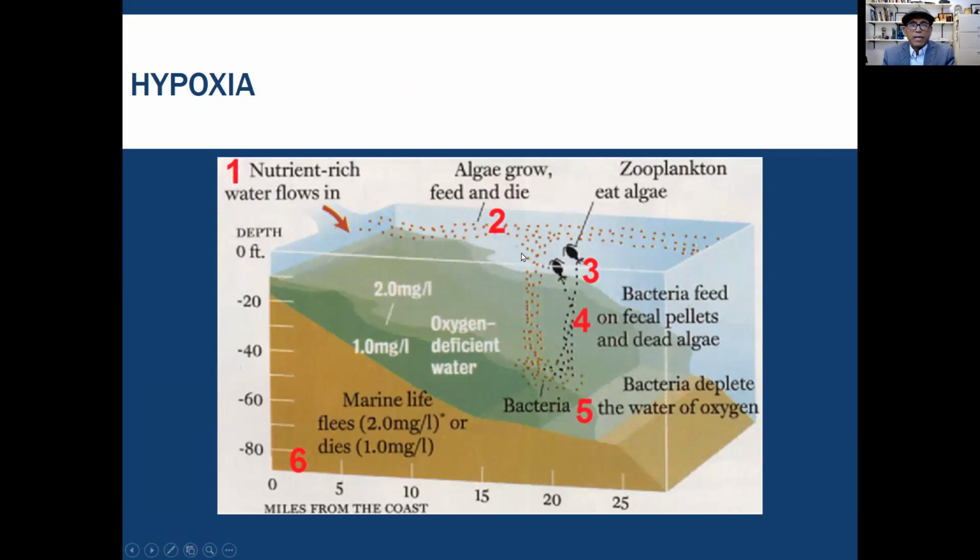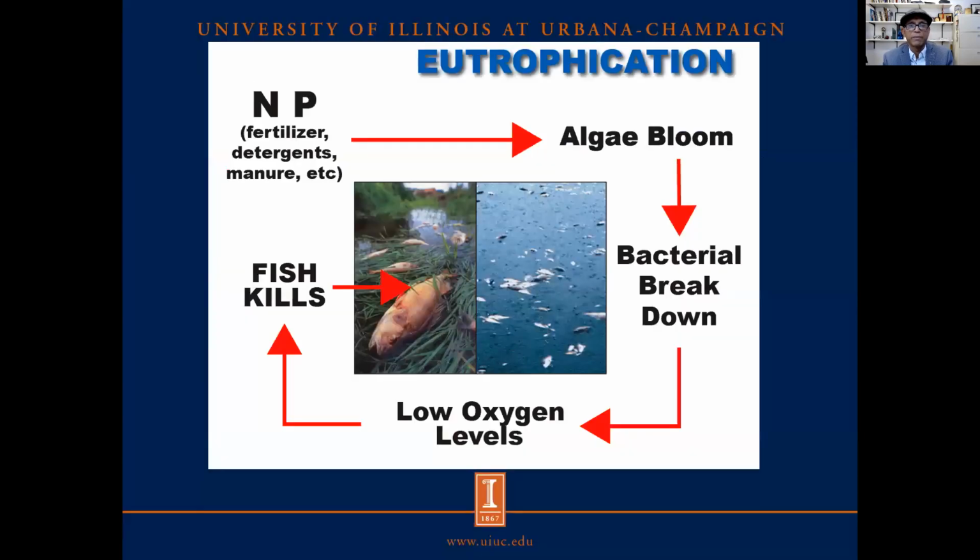This is a demonstration of how that hypoxia happens. Nutrient-rich water gets into the water and the algae grow. And then when the algae grow, eventually they die. And then it depletes the oxygen when the algae get decomposed. And that low oxygen, or oxygen-deficient water, creates havoc in the aquatic life. So fish die and many other systems in the aquatic life suffer.